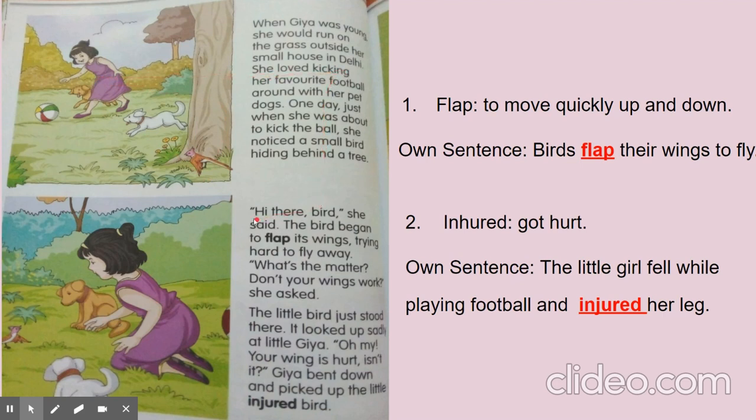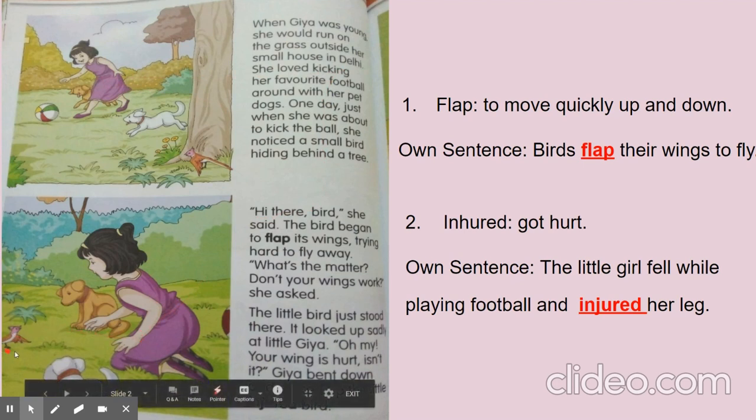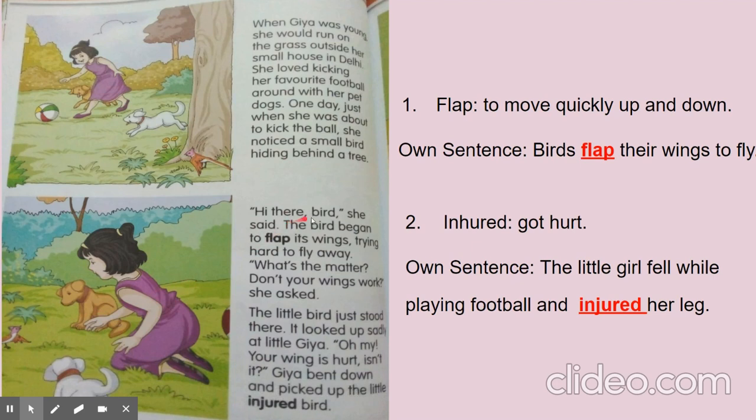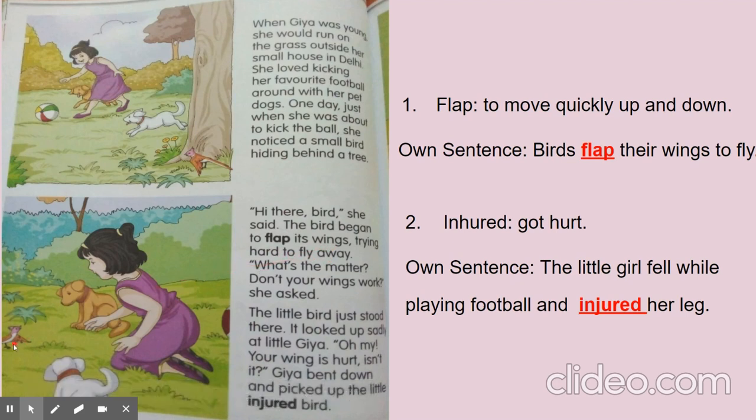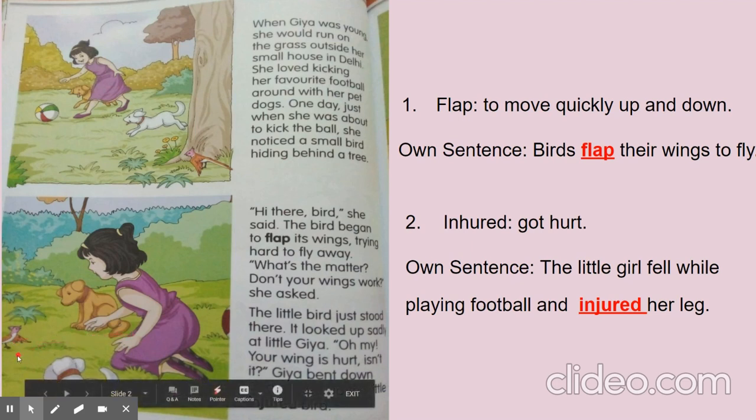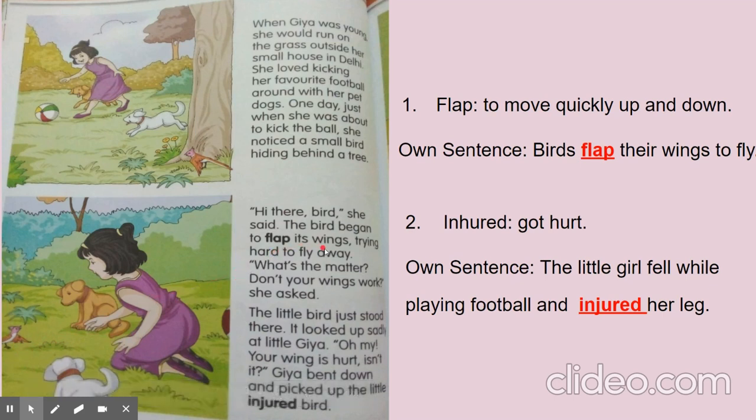Let's see here. She has come and she's trying to talk to the bird. "Hi there, bird," she said. The bird began to flap its wings, trying hard to fly away. When she said hi, the bird was trying to fly away because it felt that they might hurt it. So it was flapping its wings.